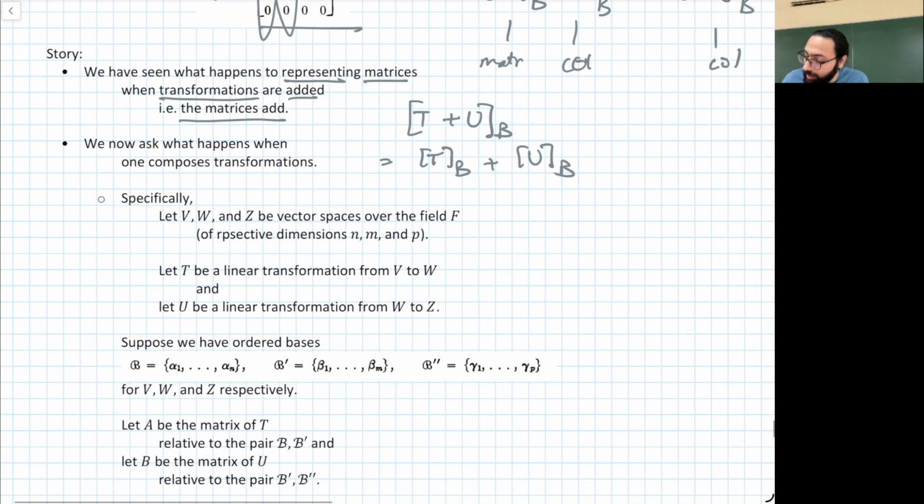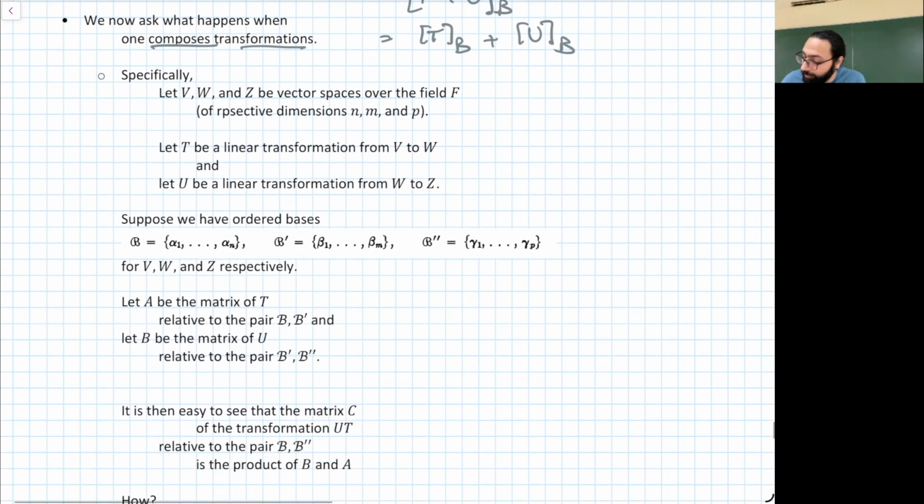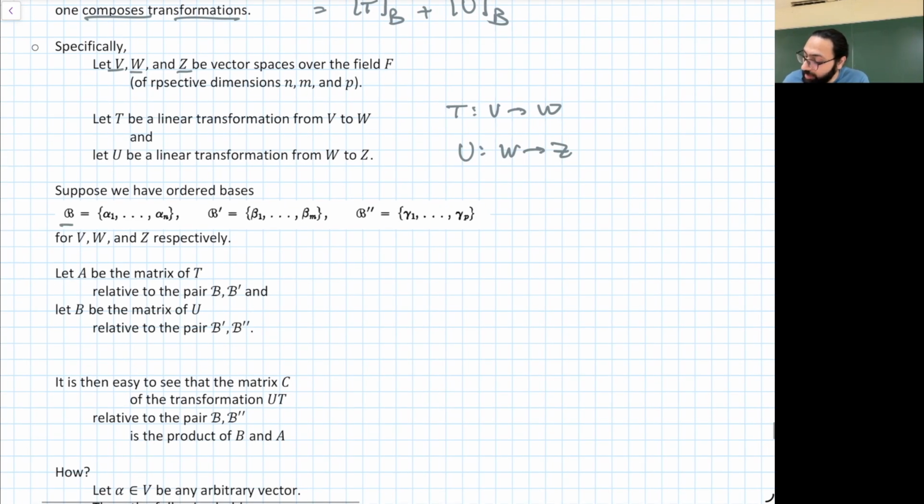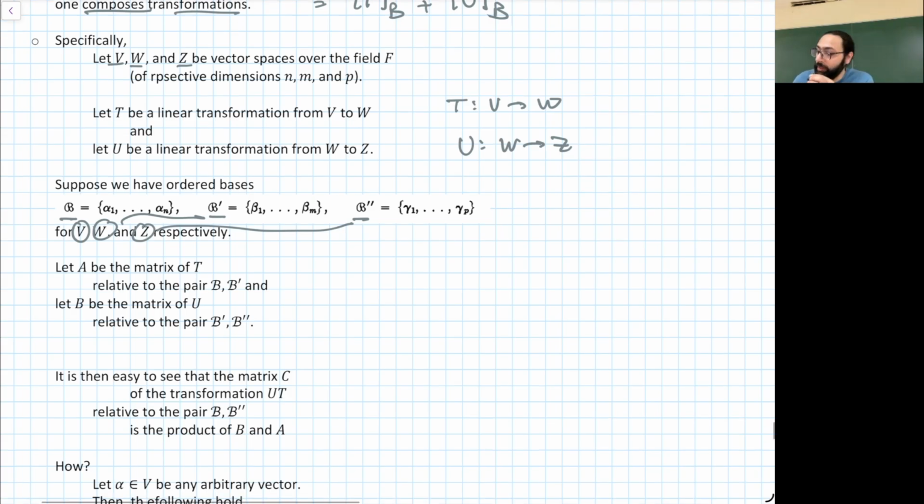Now, what we're asking is what happens when you compose transformations. So now, as usual, we take three vector spaces, V, W, Z. T is going from V to W, and U is going from W to Z. Okay, and we have ordered bases for each of the spaces, right? So this is for V, this one is for W, and this one is for Z. So we have three bases for the three different spaces.